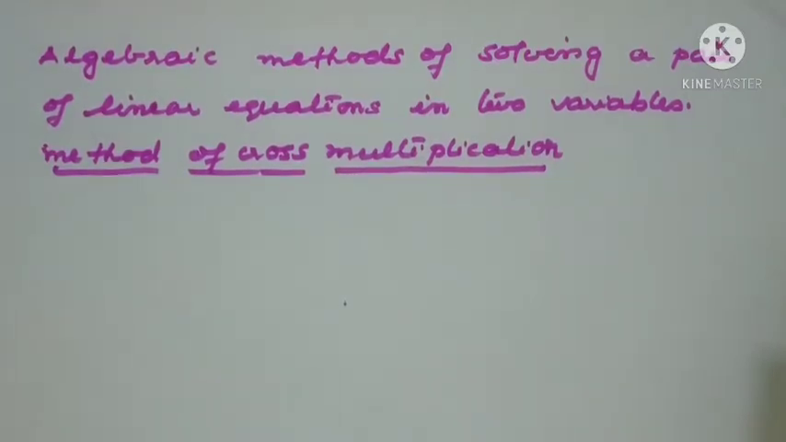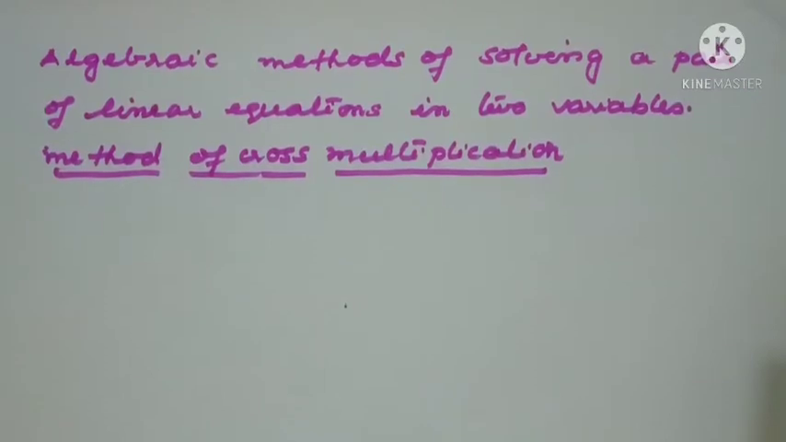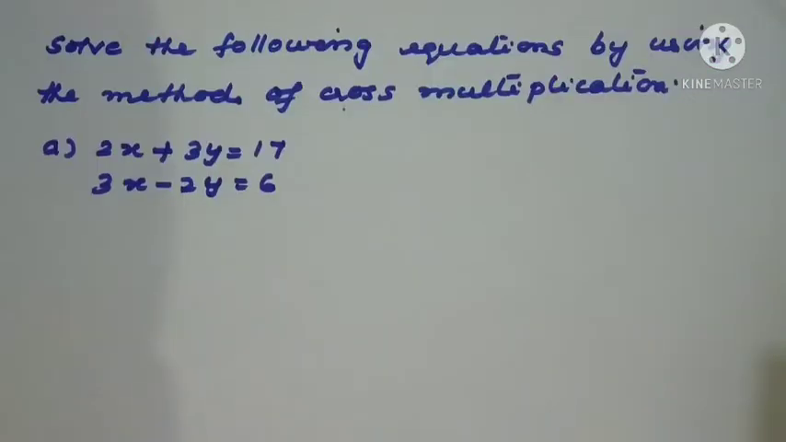Continuing with pair of linear equations in two variables. Already we have studied solving the pair of linear equations in two variables by the algebraic method. Which methods have we already studied? Substitution method and elimination method. One more method we have to study this year, that is the method of cross multiplication. This is the third method.